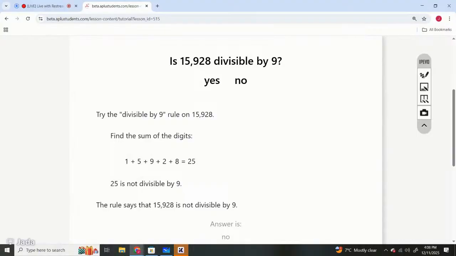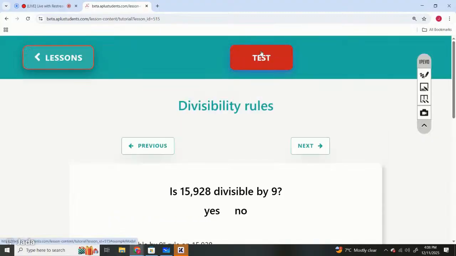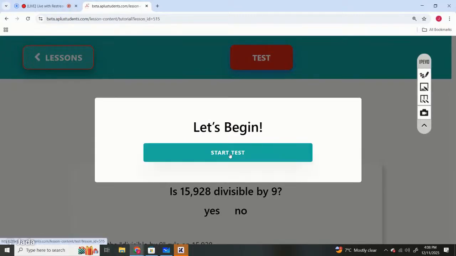The digits of the number are 1 plus 5 plus 9 plus 2 plus 8. The sum of all 5 digits is 25, right? We need to divide 25 by 9. We cannot divide 25, the sum, by 9. That means the number also cannot be divided by 9. Let's just start with the test questions.